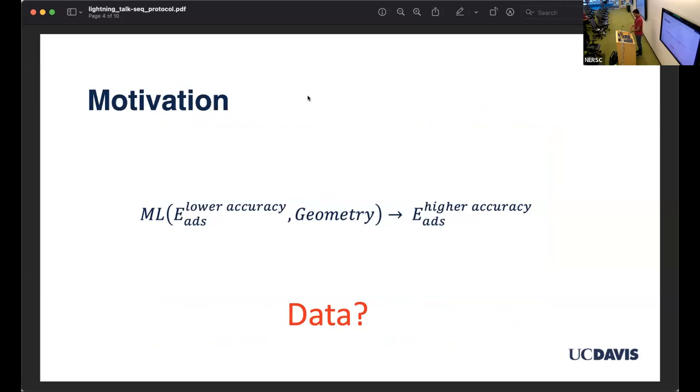So how we generated these data sets is what I'll be talking about.